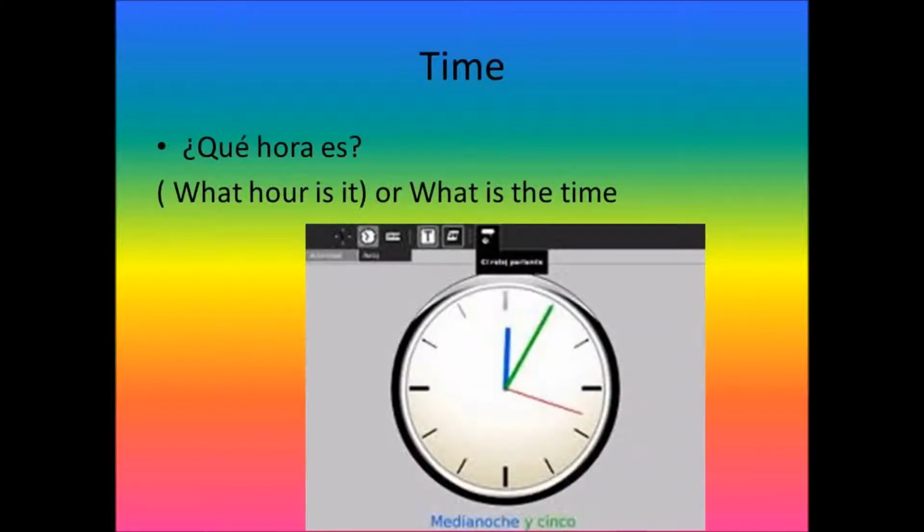Now let's learn about the time. So how do you ask what time is it in Spanish? Well, to ask this question, you would say, ¿Qué hora es? What hour is it? Or, what is the time?